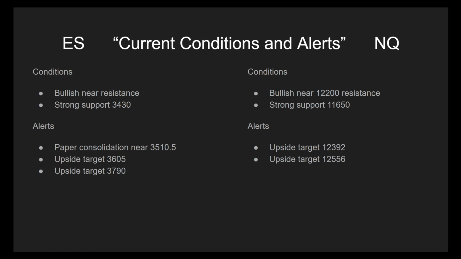Nasdaq, with current conditions, we are near 12,200 resistance, strong support 11,650, upside target is 12,392, and target above it at 12,556. Mark those targets on your chart. You will see with time tremendous accuracy, and they will get hit.